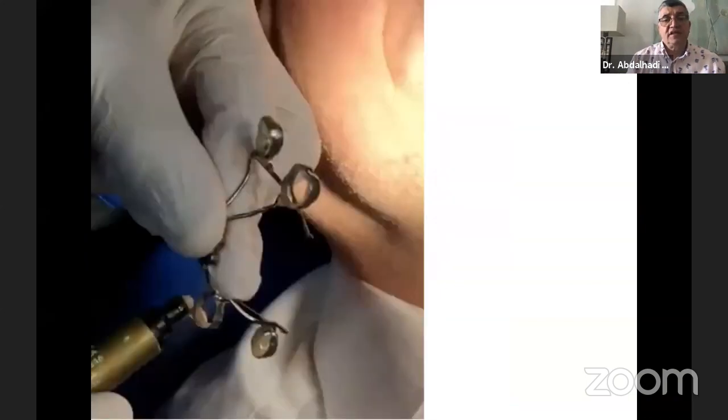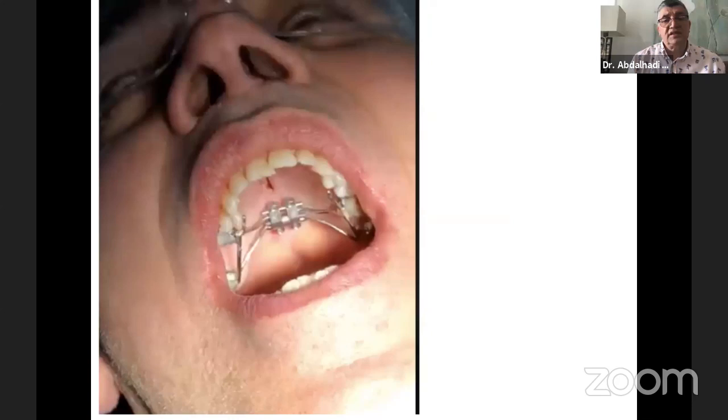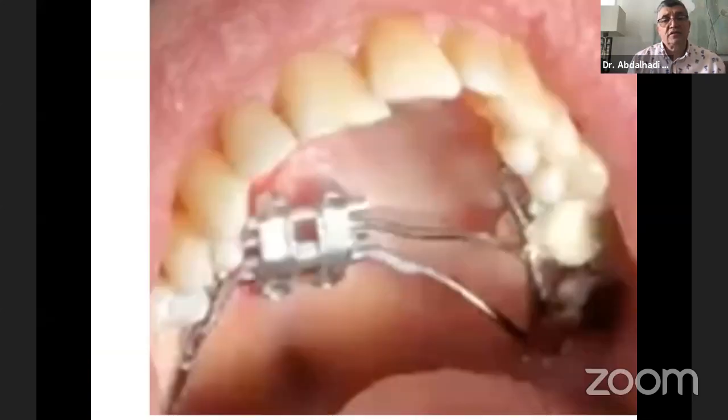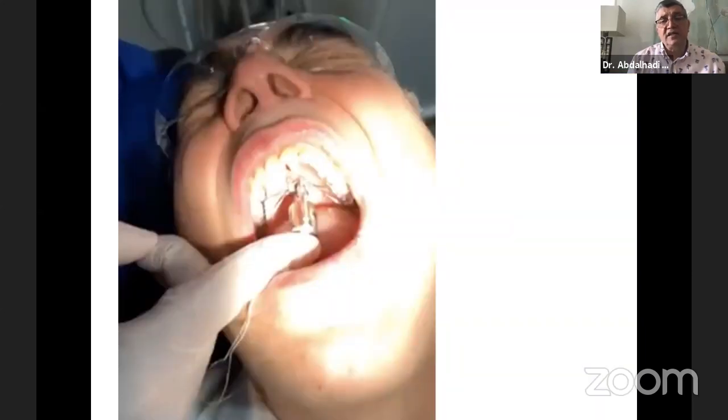And this is the cement that we use to put my Marpe in. And here it is seated, pushed with a pusher and light. And here is how I use my TAD inside.